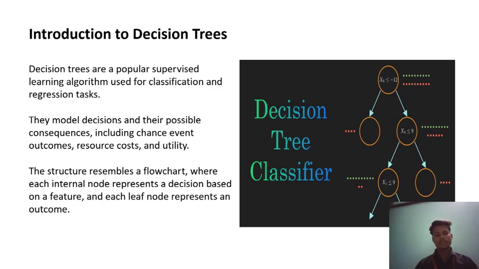Introduction to decision trees. Decision trees are a popular supervised learning algorithm used for classification and regression tasks. They model decisions and their possible consequences, including chance event outcomes, resource cost, and utility. The structure resembles a flowchart where each internal node represents a decision based on a feature and each leaf node represents an outcome.